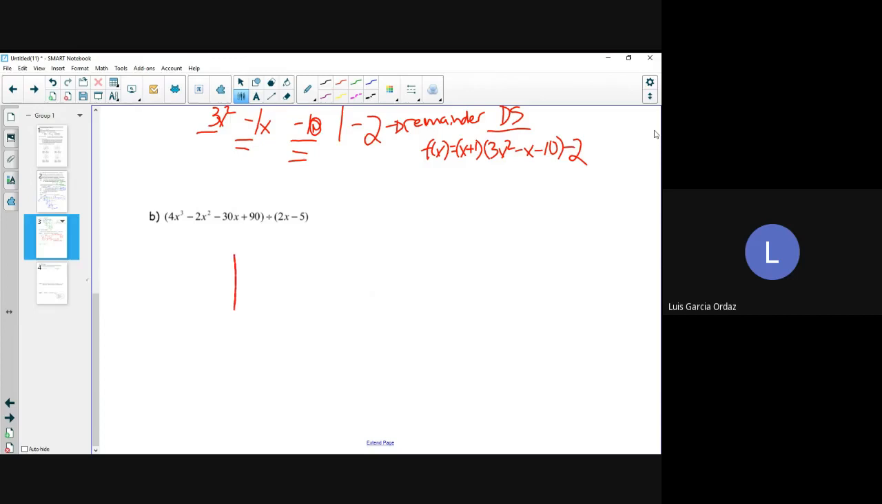Again, we start with our little box. Is everything in order from least to greatest in terms of the exponents? Okay, so what would be right inside? What coefficients? Four. Negative. And then this last part is our remainder. What is our factor? Negative 5 over 2. You're all isolating for x.